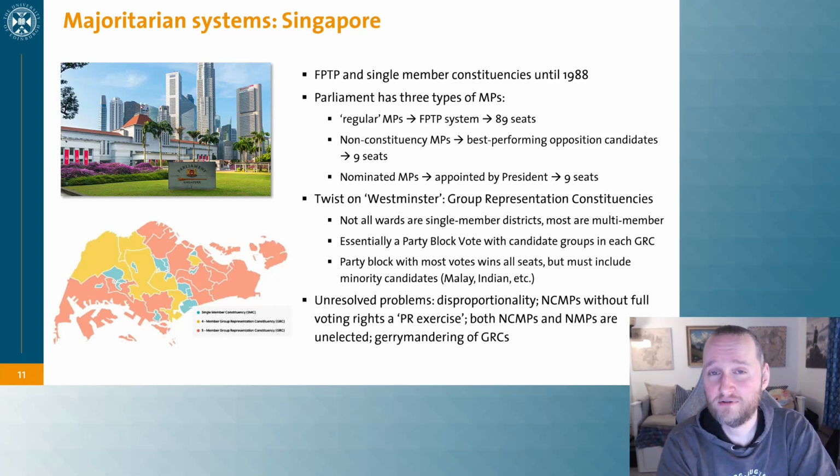And then there's another category which is really interesting and which I don't know from any other parliament around the world, which are nominated members of parliament.